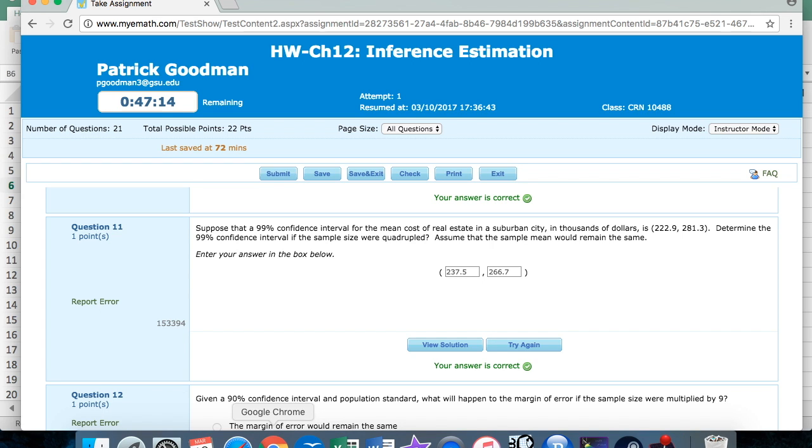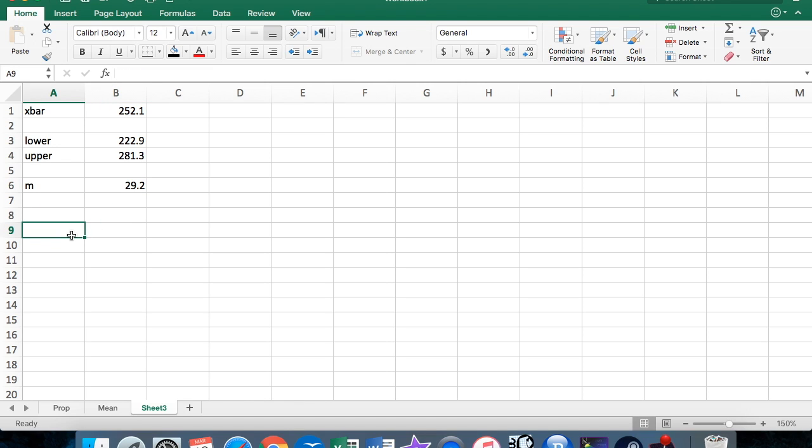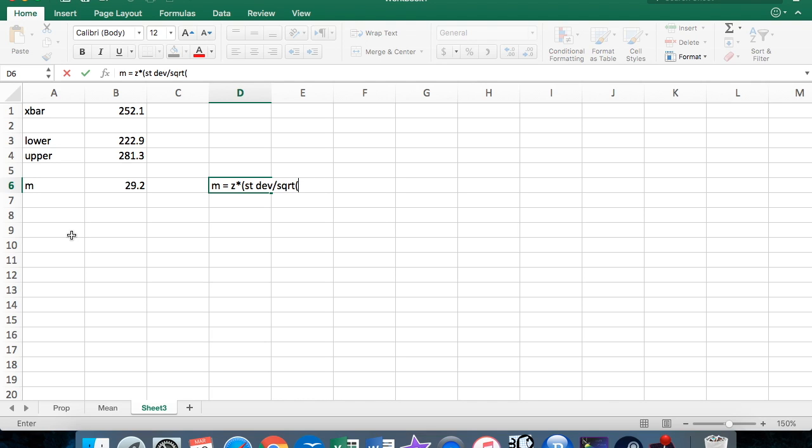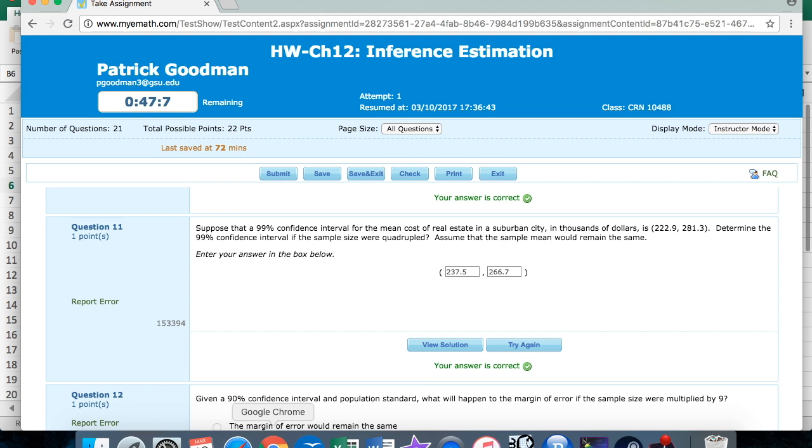So now I've got to use the formula to determine what happens if my sample size were quadrupled. Let's check this guy out. Remember the formula here for m is equal to z star times your standard deviation, the population standard deviation, divided by the square root of my sample size. Now if my sample size were quadrupled, that means my n is going to get multiplied by 4.